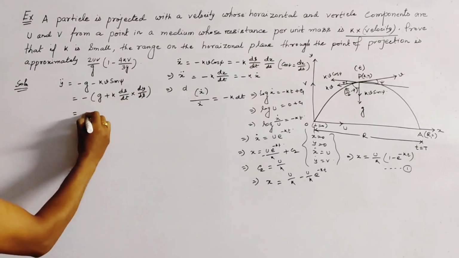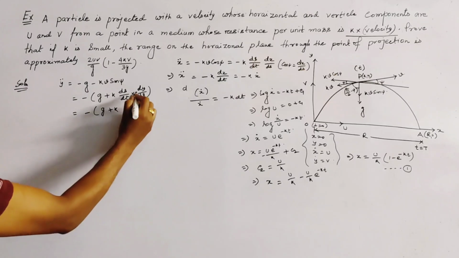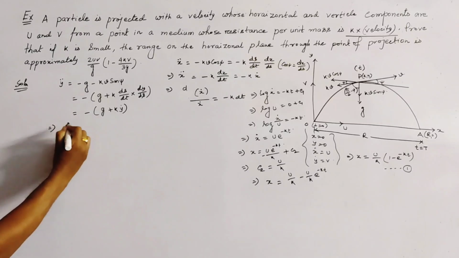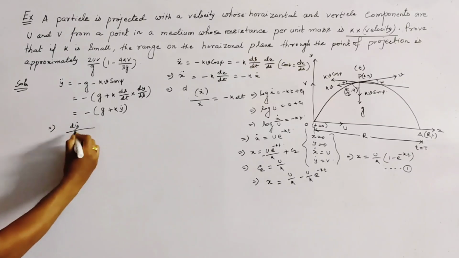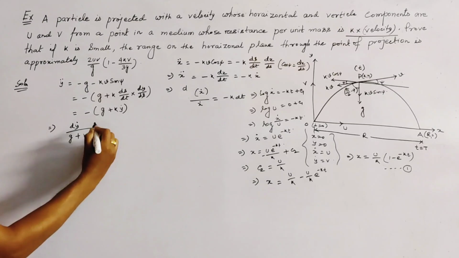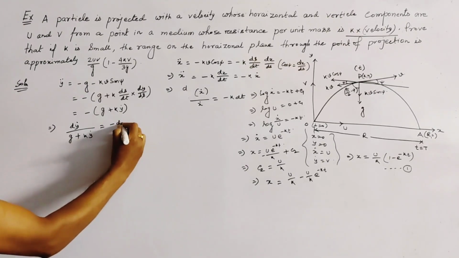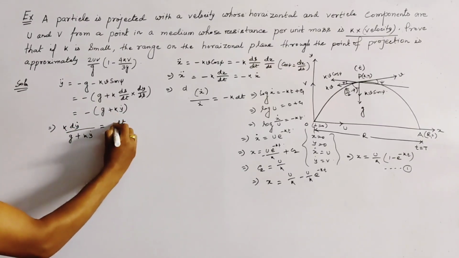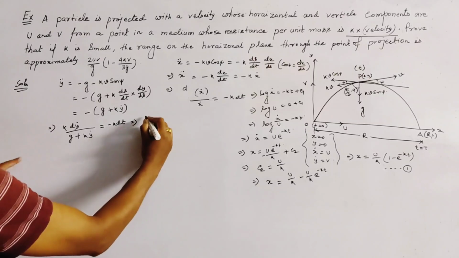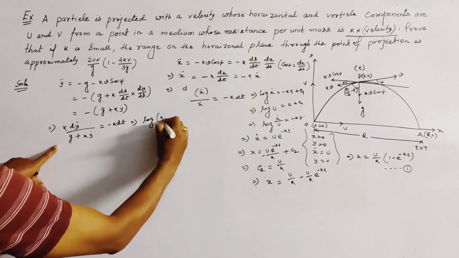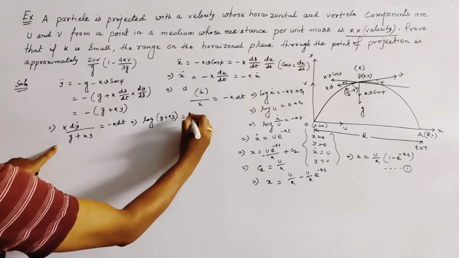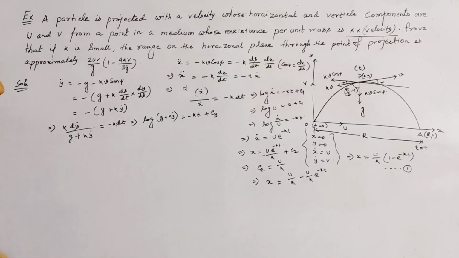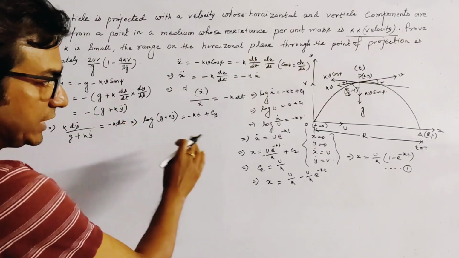Okay, and this is minus of g plus k into ds/dt into sin psi, meaning dy/ds, and this is minus g plus k into dy/dt, so this is y dot. Now if we write dy dot by g plus k y dot equal to minus dt, and we multiply both sides by k and integrate, we get log of g plus k y dot equal to minus kt plus c3.